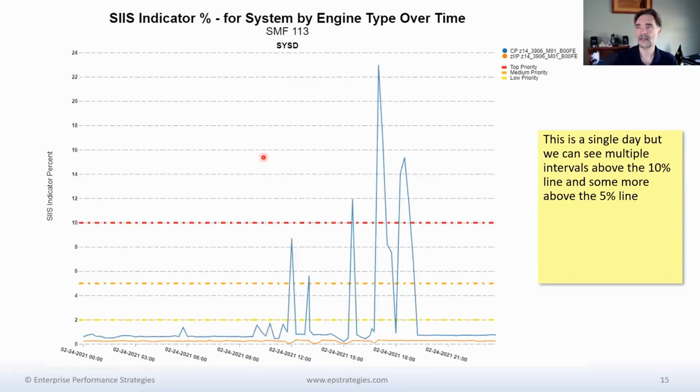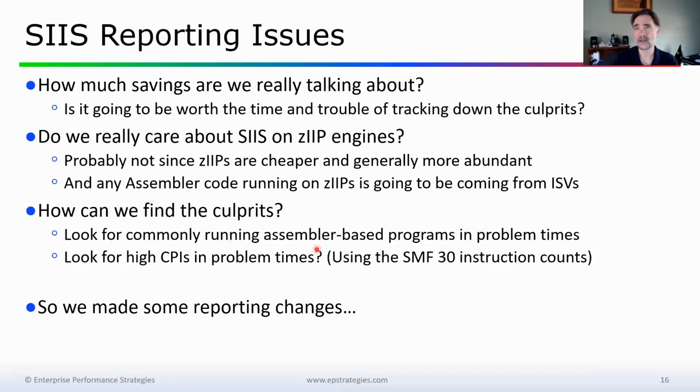However, this is a single day here, and here we see multiple instances, multiple time frames where we are above that 10% line, and some others above the 5% line. But once we initially started looking at this, the first question that came to mind is, how much savings are we really talking about here? Because if we're again talking about low utilization times, maybe I don't care so much.